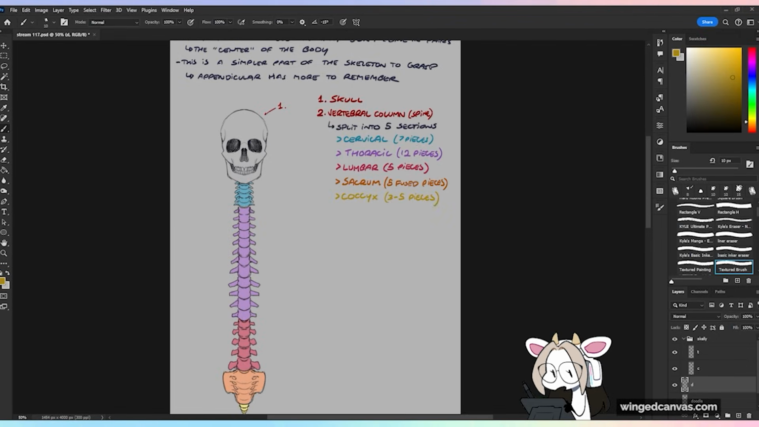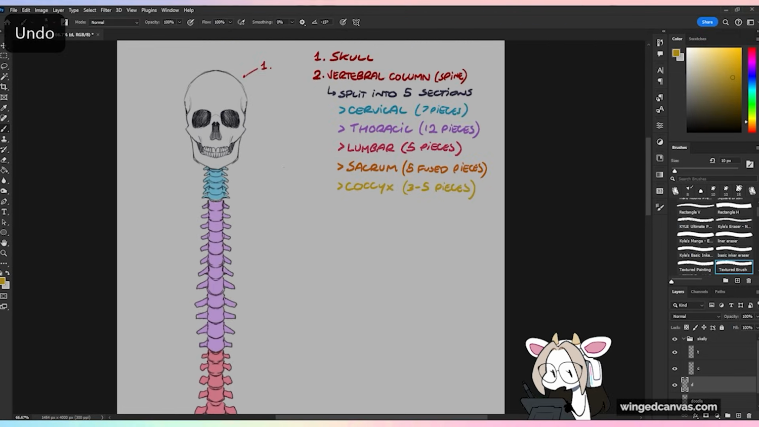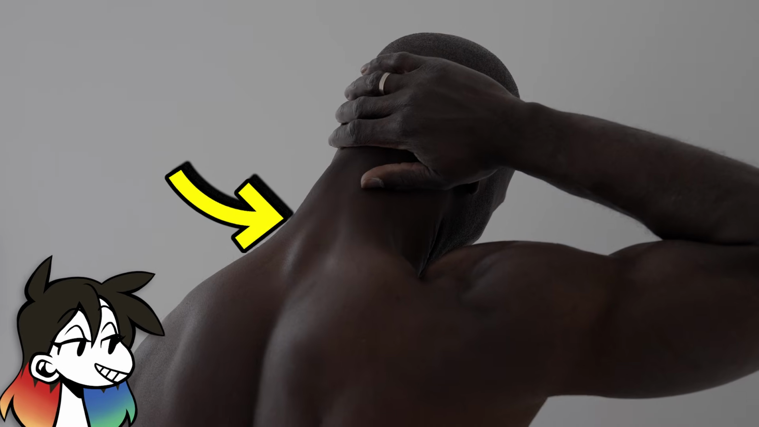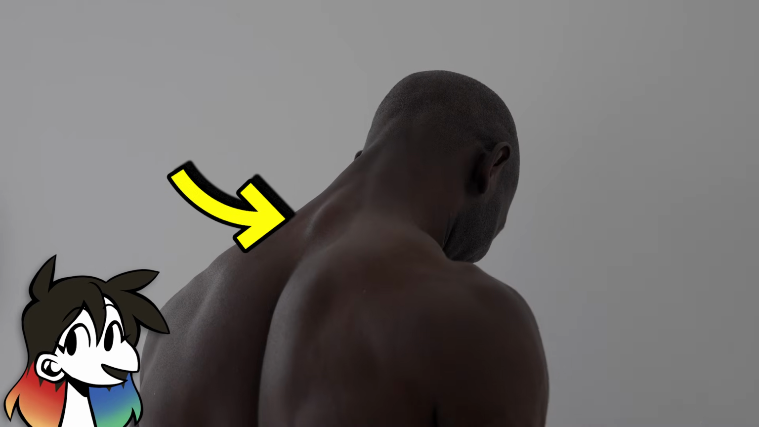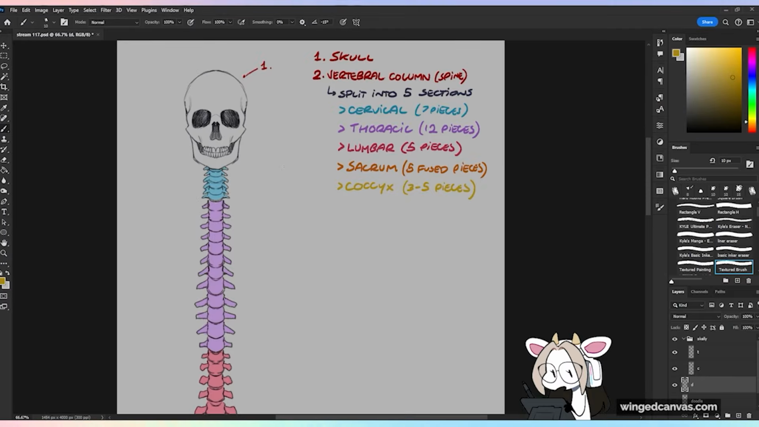You've got your cervical, which is made of 7 pieces. This is your neck, right? If you don't know what the cervical part of your spine is, it's your neck. If you feel a hard part at the base of your neck, that is C4 and 5, if you didn't know that. So you can probably feel that part.